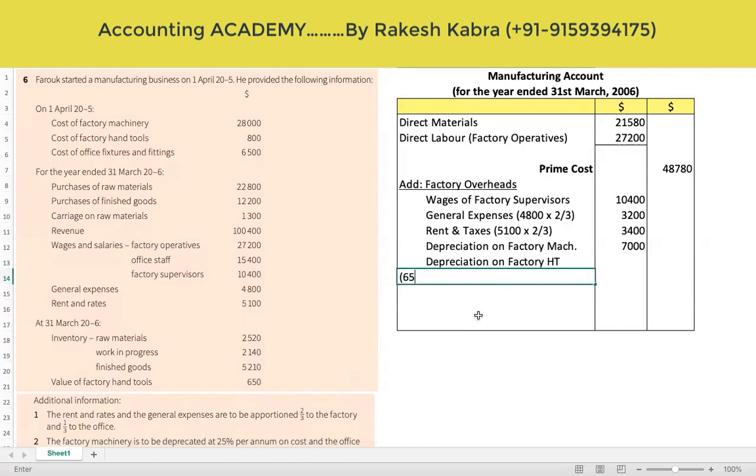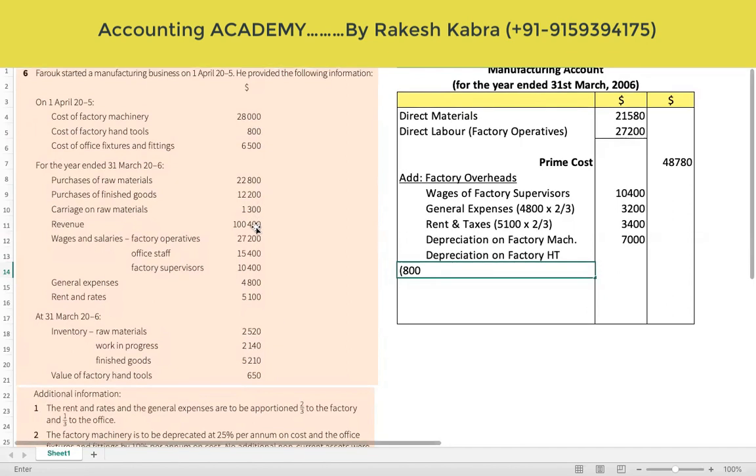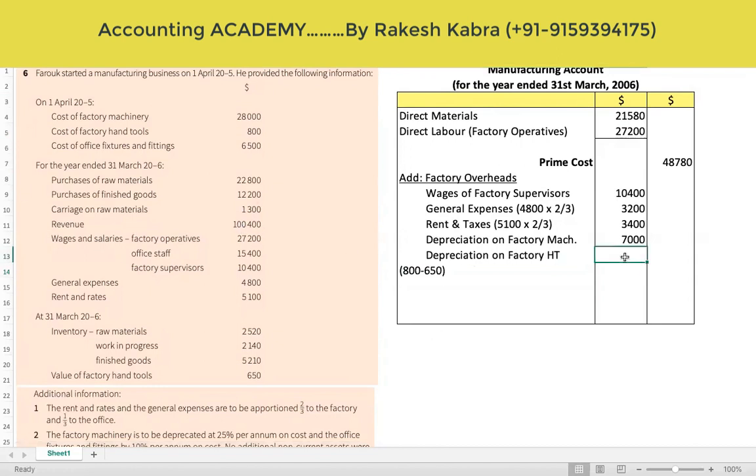What is the opening value? 800. Did I buy any factory hand tool during the year? No. Opening value 800, but I didn't buy any hand tool during the year. But the last date they are telling what is the value left now of hand tool: 650. So what happened to the 150? That is depreciation only.